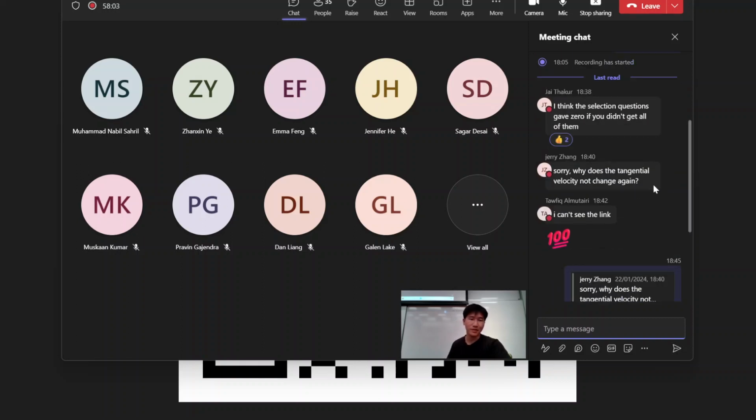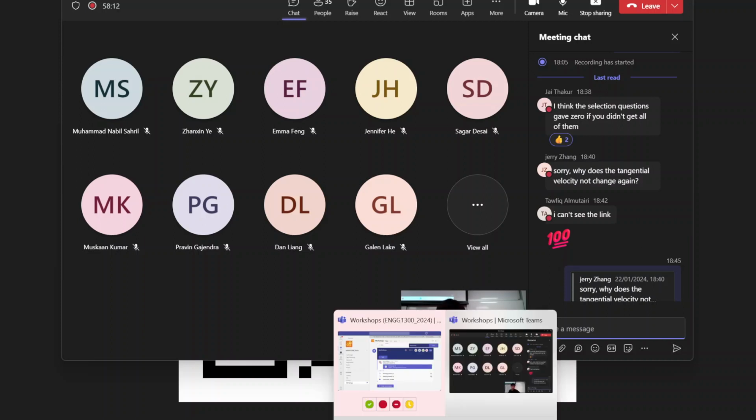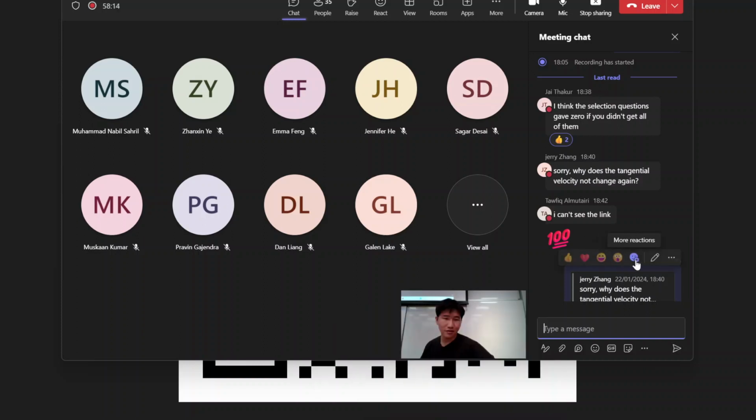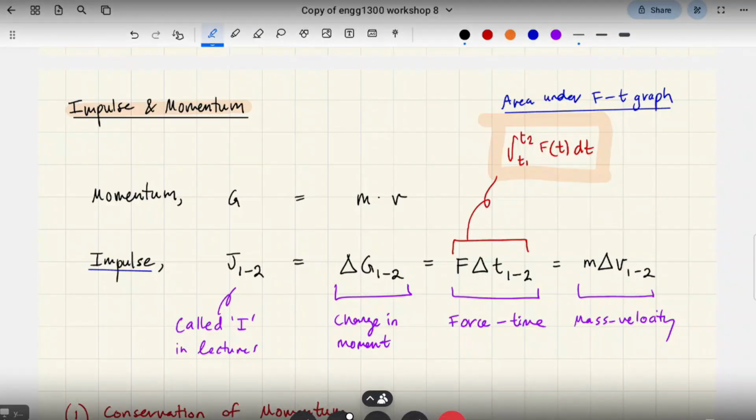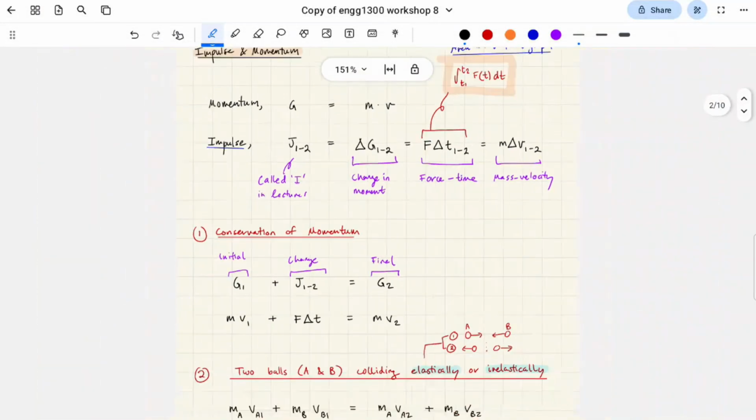So yeah, basically just continuing. The question we got before the break was, why does the tangential velocity not change? So I don't really know if I have the perfect explanation for this, to be honest. But let me go back down to my diagram.